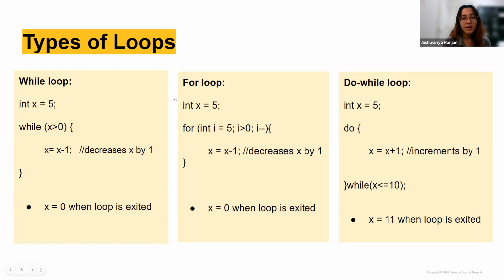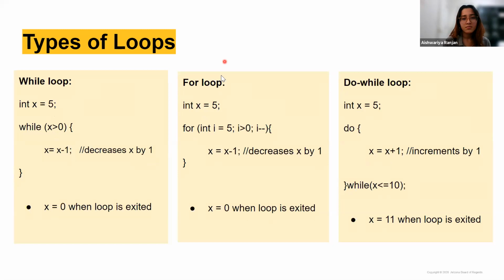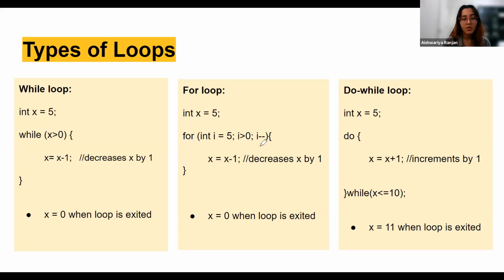Okay. And then for the for loop, we again have int x is equal to 5. Now inside the for loop, we have 3 conditions.